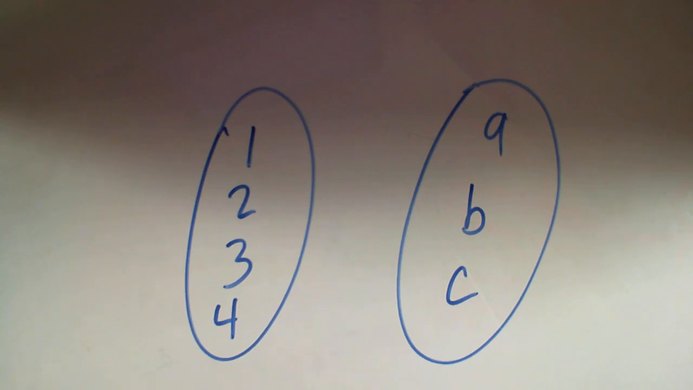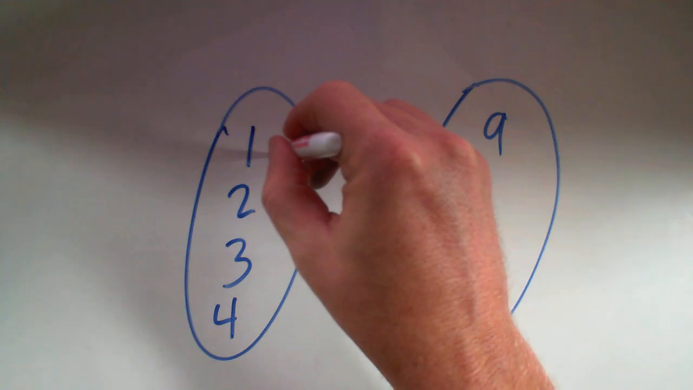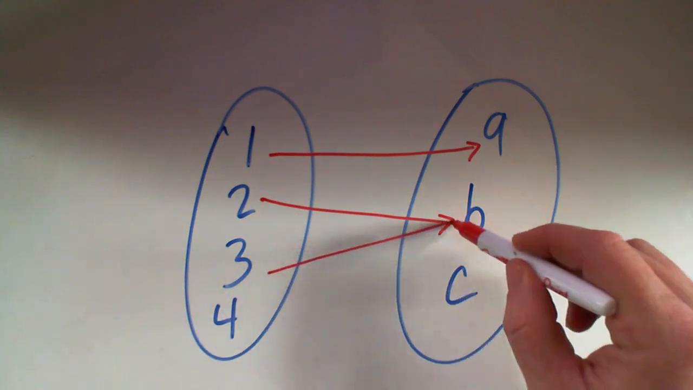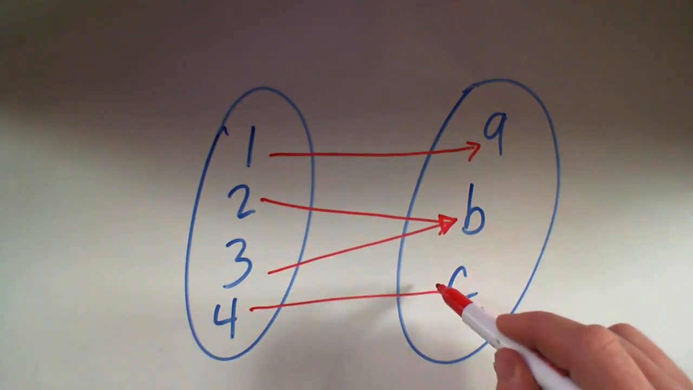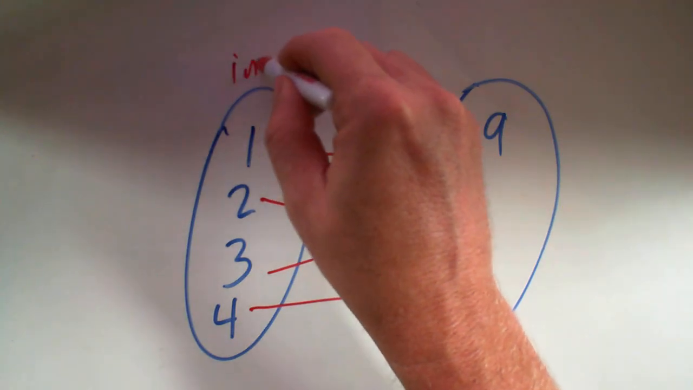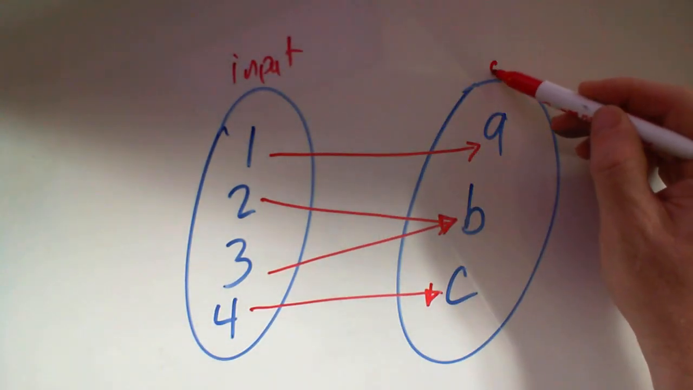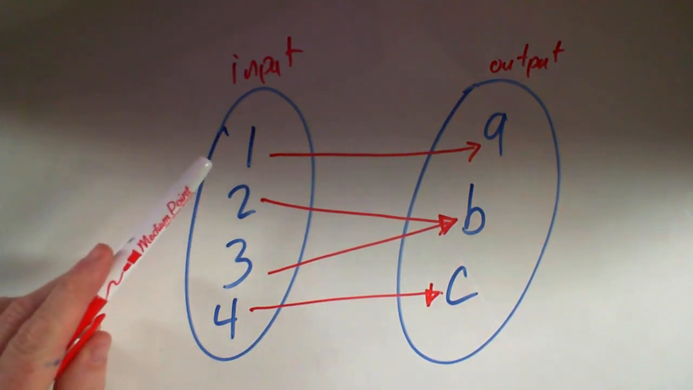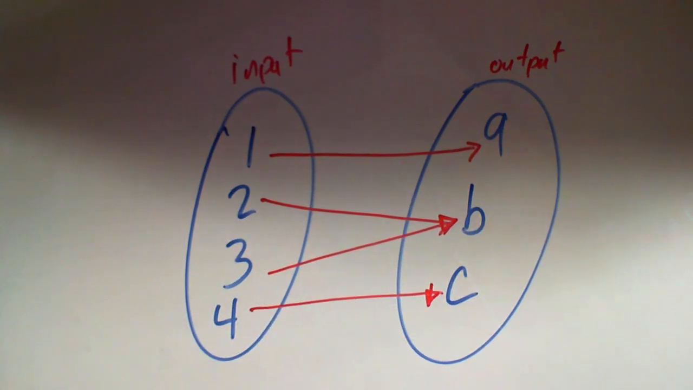In example 1 on our notes, we see the following relation, and we are asked to determine whether or not this relation is a function. In the notes, 1 goes to A, 2 goes to B, 3 goes to B, and 4 goes to C. So this is our input, this is our output. Is this a function? Does each element of our input go to exactly one element of the output? And the answer to that is yes. Yes, it does. So this is a function.